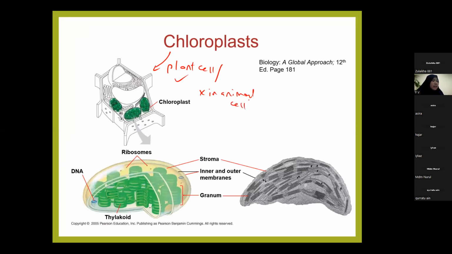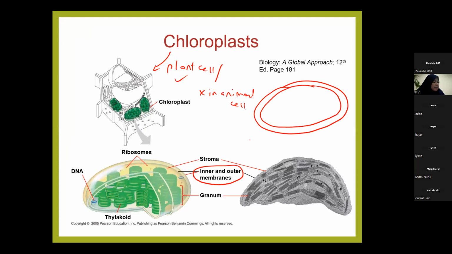Okay, now let's see the structure of chloroplast. Okay, bentuk dia sama, lebih kurang macam mitochondria, right? Where it has double membrane. So, outer membrane and inner membrane. So, kalau kita lukis, dia macam ni. Outer membrane. And this is the inner membrane. So, ni inner membrane. Alright? Okay, next, cytoplasma of chloroplast kita panggil sebagai stroma. Okay, so ini kawasan ni kita panggil sebagai stroma.